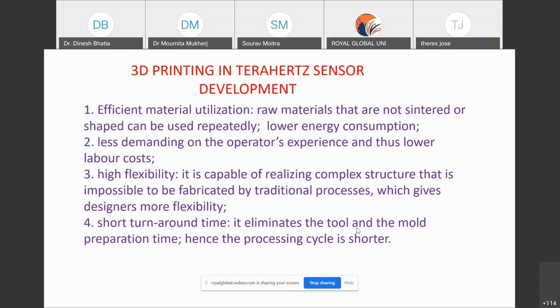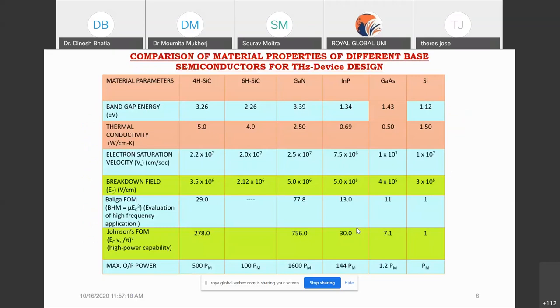So lower energy consumption. Then it is less demanding on the operator's experience, which means lower labor cost. So high flexibility is there, and short turnaround time: it eliminates the tool and mold preparation time, hence the processing cycle becomes shorter. So there are several advantages for which we can think of this 3D printing technology for the development of terahertz and millimeter wave antenna and sensing systems. And that is why we have adopted that in the laboratory.